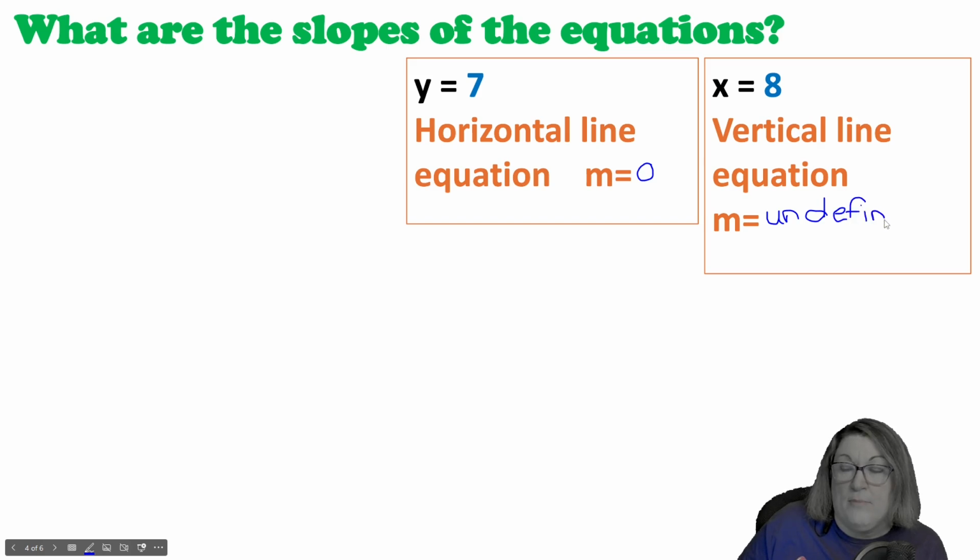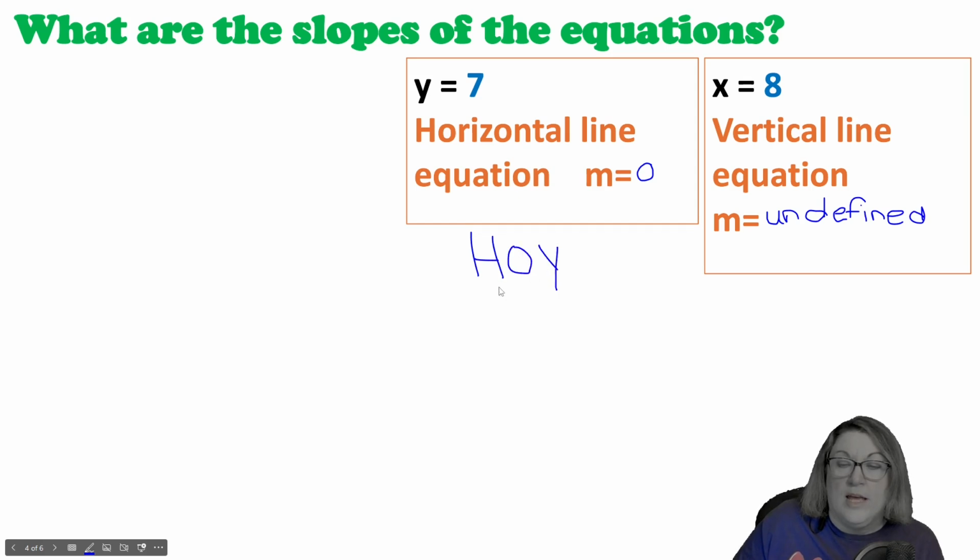And this is just to remember about the Hoy and the Vux. Remember Hoy and Vux. Hoy is for horizontal lines. That's what the H stands for, horizontal lines. And then the O stands for the slope of 0, right? So this is the slope, which is 0, because an O kind of looks like a 0, right?